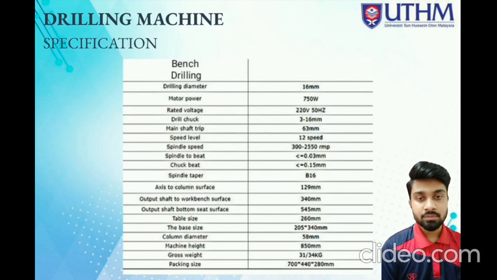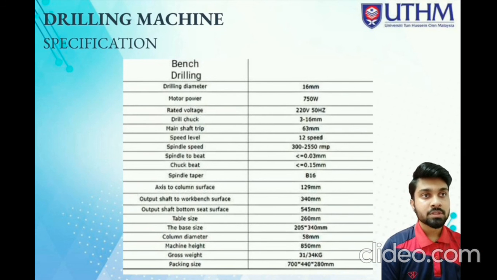So now I'm going to talk about drilling machine specification. Drilling machines are specified according to their types. In this report, we are going to use bench type of drilling machine. So these are the specifications of the bench drilling machine. This machine motor power is 750 kilowatt and the rated voltage is 220 volt 50 Hz.